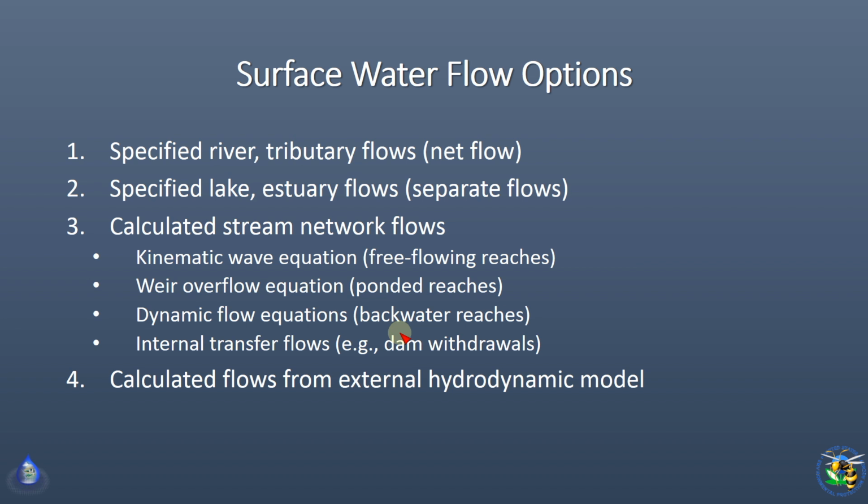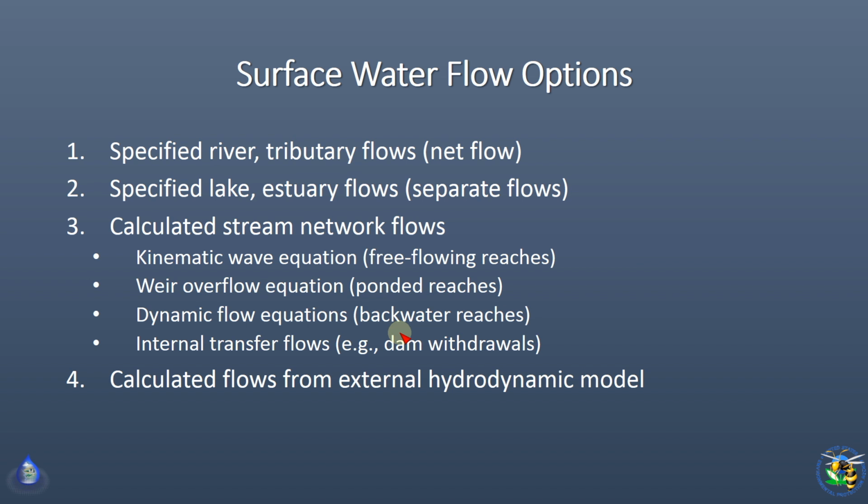For stream network flows, you have several different options that you can specify how the model would calculate flows. The first one, and probably the most prevalent, would be the calculation of a kinematic wave for free-flowing reaches, which would take into account segment geometry and slope to calculate a water wave down the network as a change in flows. You also can have ponded reaches where you can have a weir and set a weir height, and it would calculate the overflow over the top of the weir.